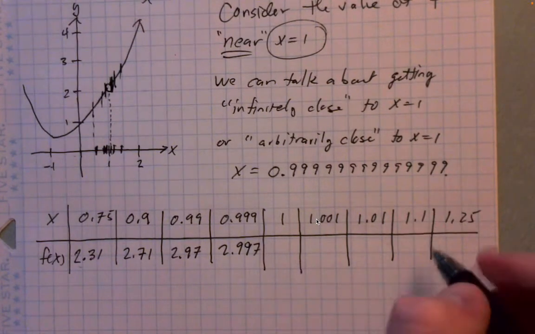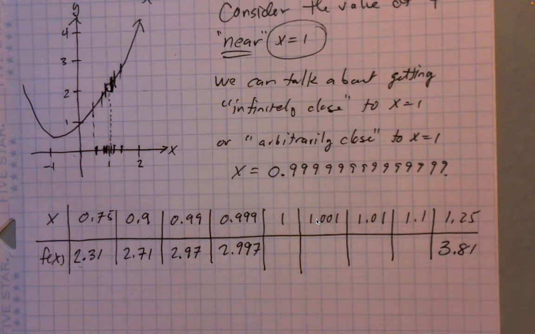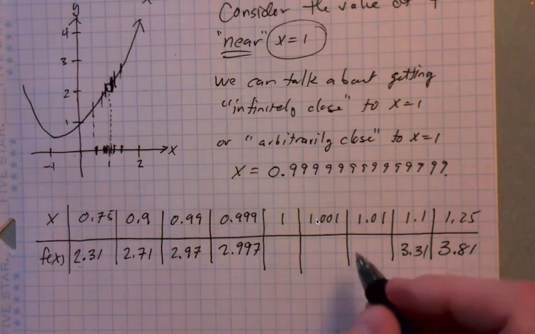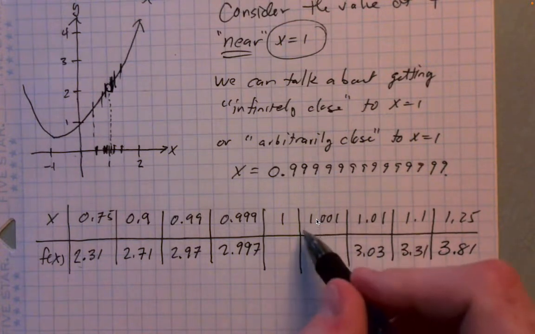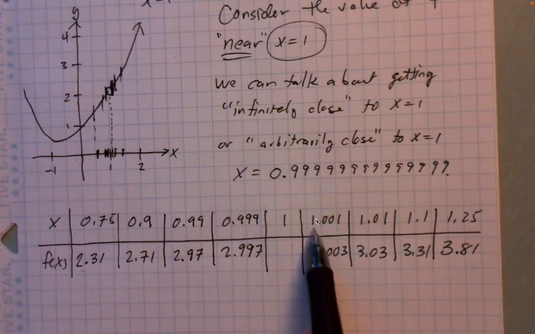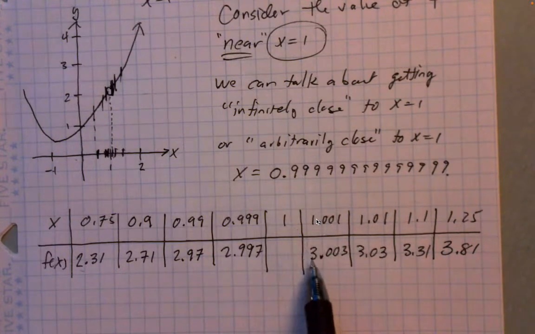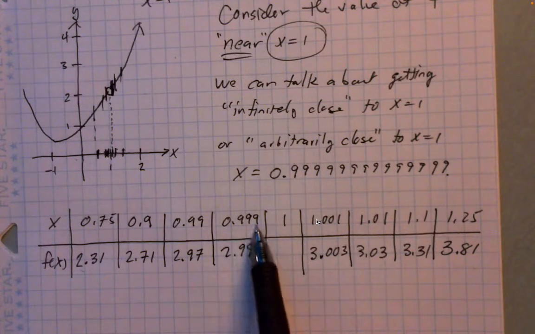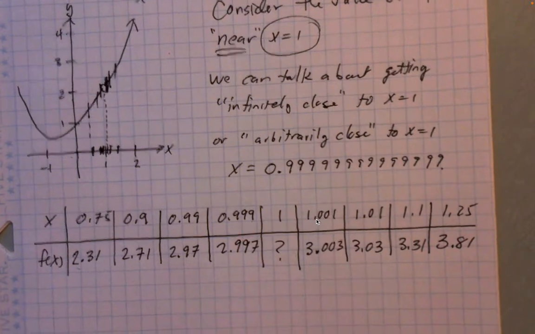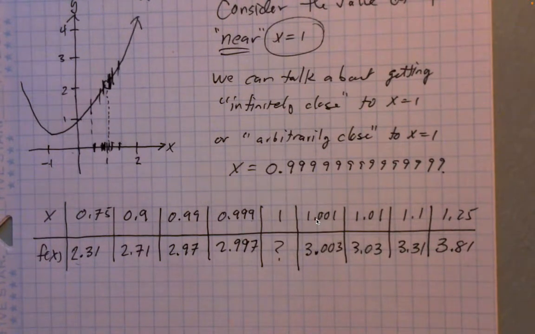On the other side, we would start above 3, 3.81, and then when x is 1.1, the value is 3.31, and then 3.03, and then at x equals 1.001, the value is 3.003. Right? You can imagine if we keep adding zeros in here and getting closer and closer to 1, then what we would expect is that this value would get closer and closer to 3. And similarly, if we keep adding precision to this point, adding another 9 behind that, we might expect this value to get ever closer to 3 as well. Right? So while the function isn't defined at 1, there is such a thing as a limit of this function.